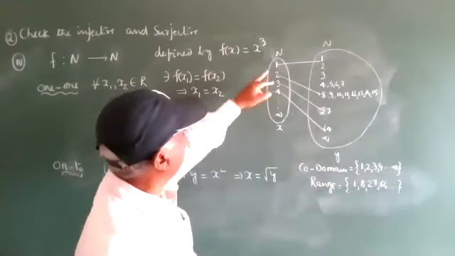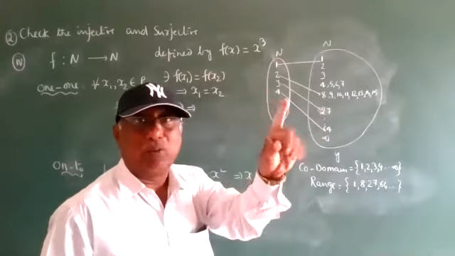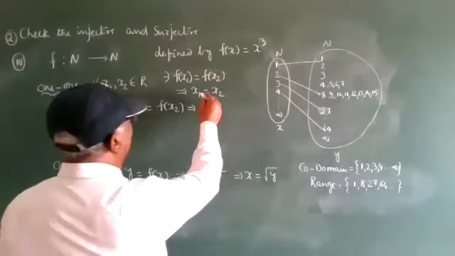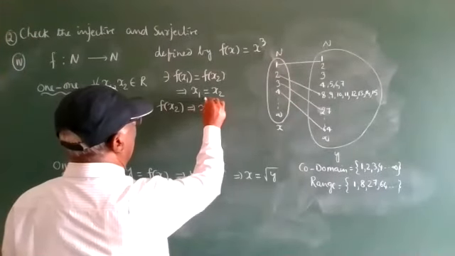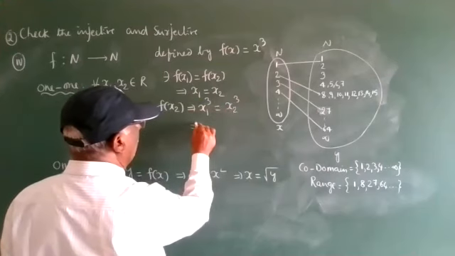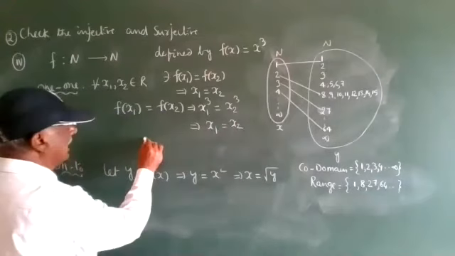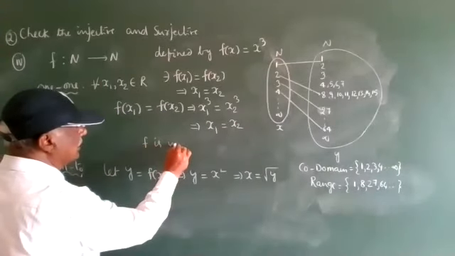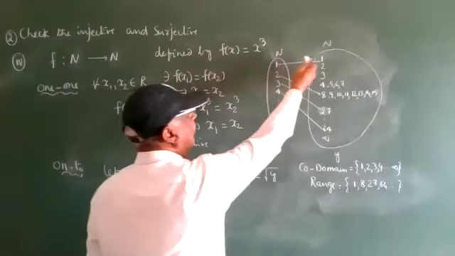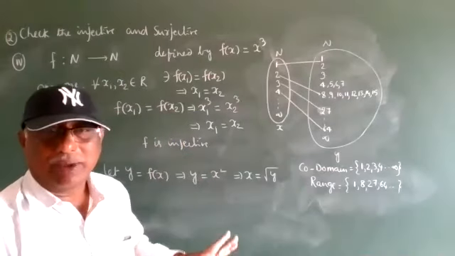One element has one image. Therefore, it is one-one. Now write down x1 cube is equal to x2 cube. By taking the cube root, we get x1 is equal to x2. F is injective. In the figure, we see one element has one image.